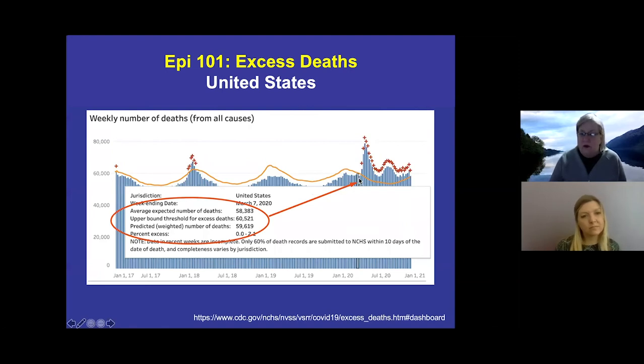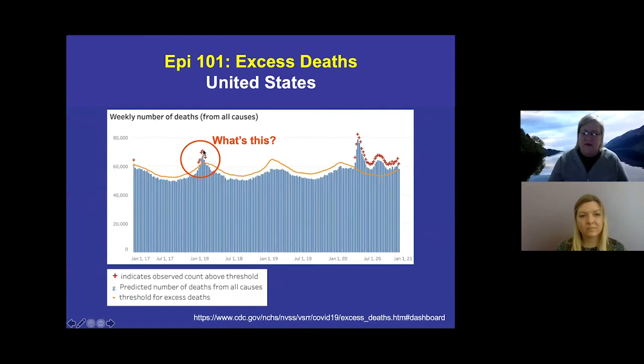Before we get there, this is just showing one particular week. You can go to this website, the reference is down here, and you can click on a particular week, and it gives you this information. It's the week ending March 7th. On average, you would expect 58,383 deaths that particular year. Now, the upper bound threshold was 60,000. If you're above 60,000, they would say that's a significant increase, or you have excess deaths more than what you would be expecting. And here we have the predicted, so this is what you actually observe, taking into account the delays in reporting, of 59,000. So this particular week, we had above average deaths, but they weren't above the threshold.